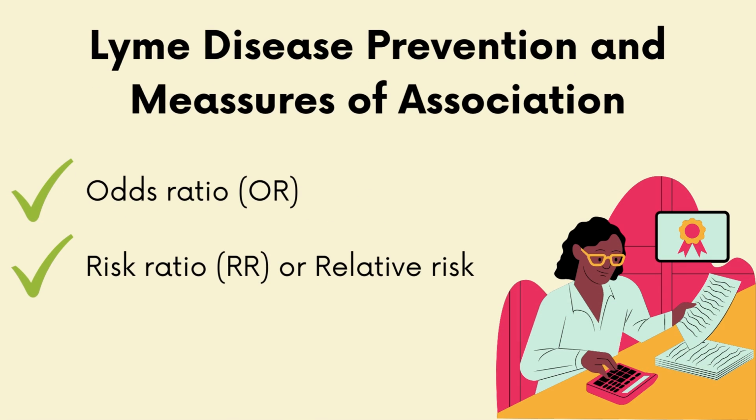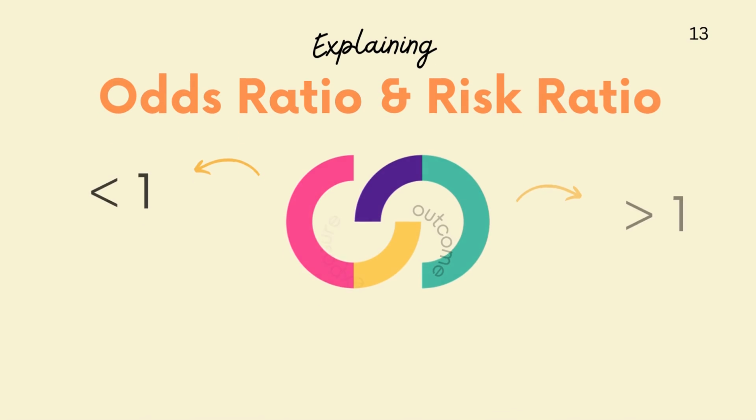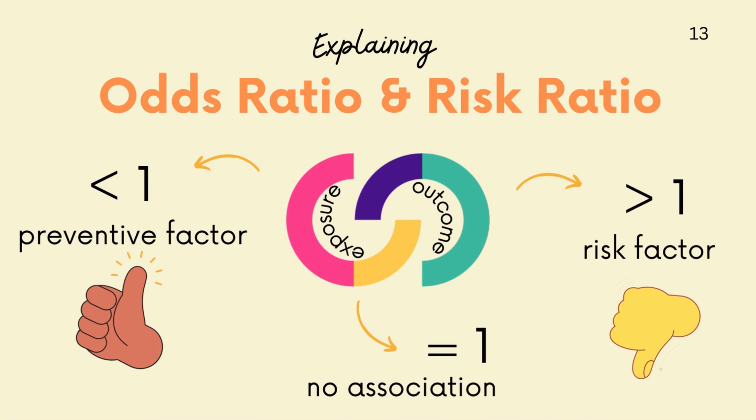Now, we are going to talk about how to prevent Lyme disease using measures of association to identify risk factors and preventive factors. Odds ratio and risk ratio are measures of association used to determine whether an exposure such as a tick leads to or prevents an outcome such as Lyme disease. The risk ratio assesses the risk, while odds ratio assesses the probability.